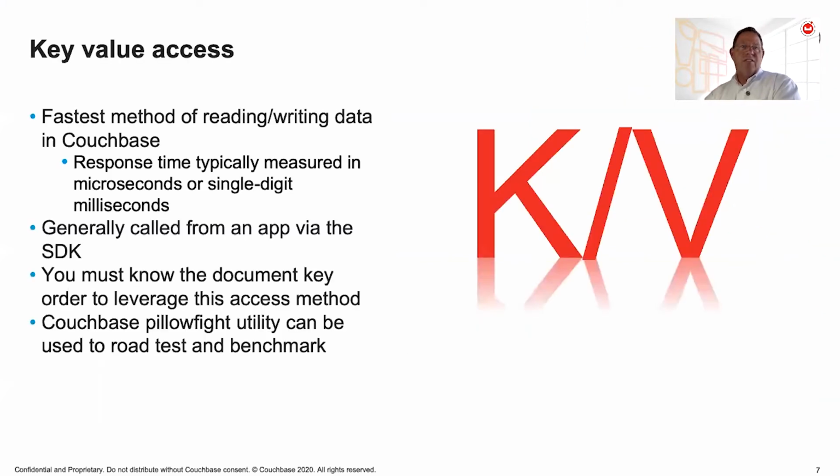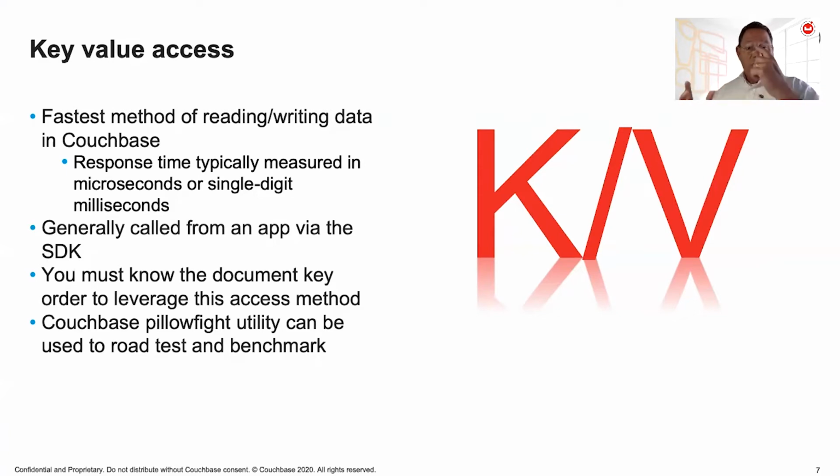Key value access. Key value access is the most efficient way for you to get data out of Couchbase. You're typically talking response times in microseconds, certainly single-digit milliseconds. It's going to be called from your app in all likelihood or from your SDK. You must know the document key, which makes sense, right? It's a key value. If you don't know the key, you can't get the value.